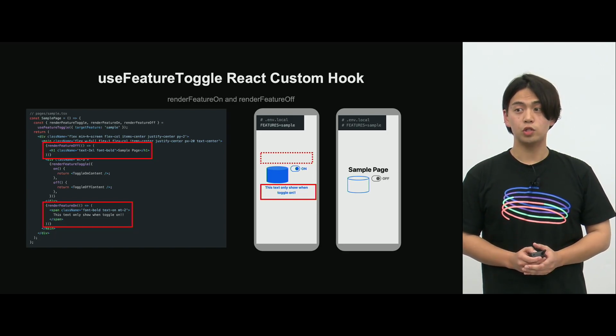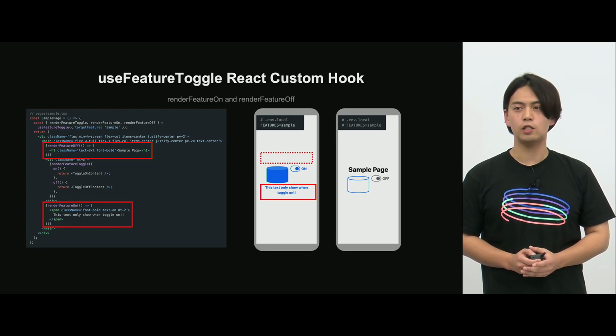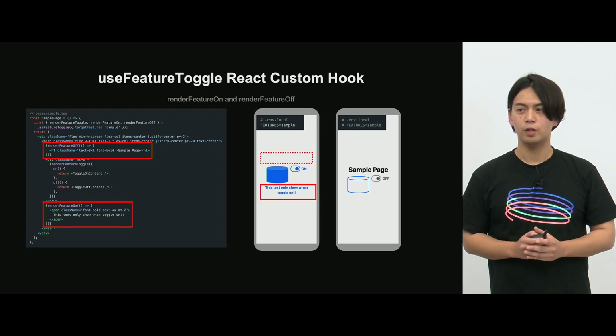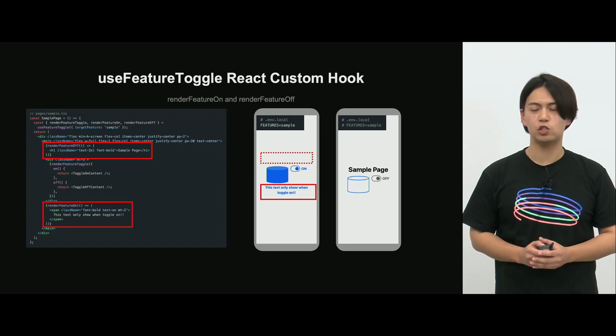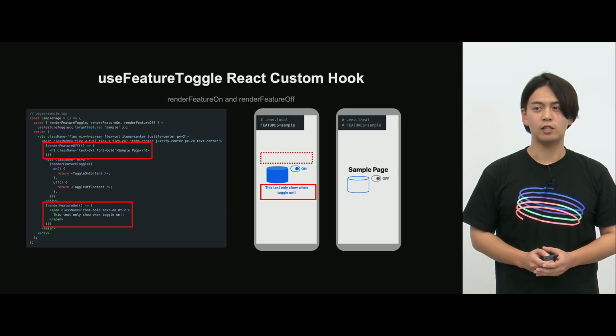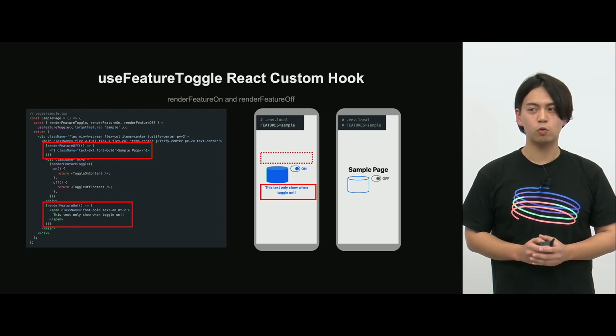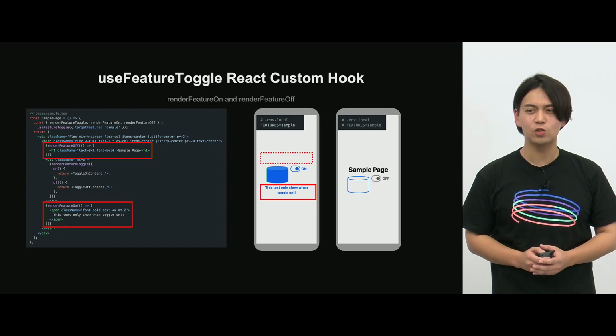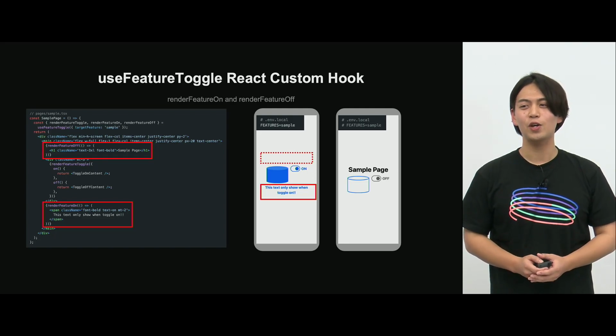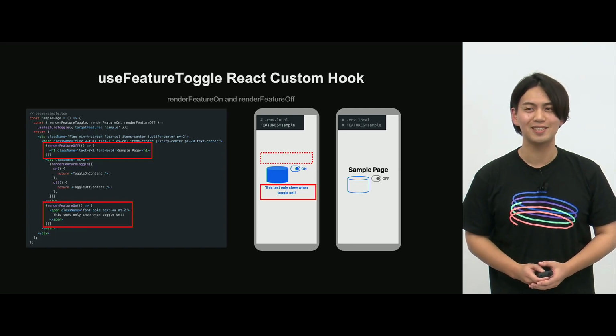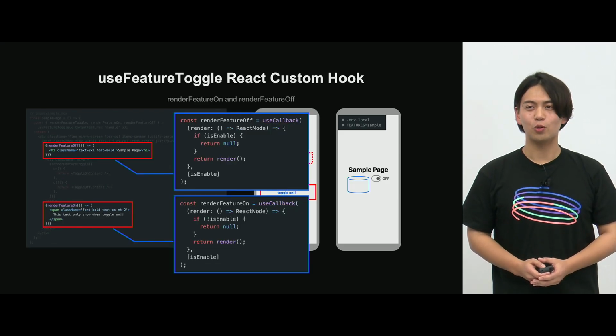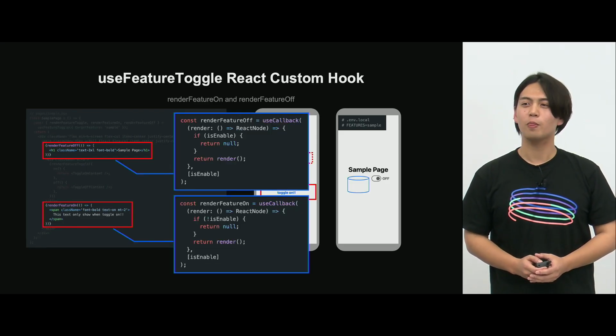On the other hand, the renderFeatureOn function is used when there is an element you want to display at the time the toggle is on. In the example, we will newly display the text. This text only shows when toggle on. In the example, we pass a span element that displays the text. This text only shows when toggle on.